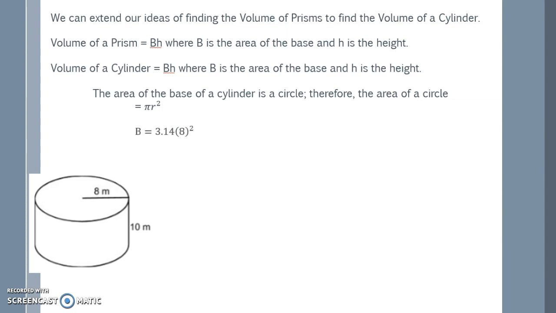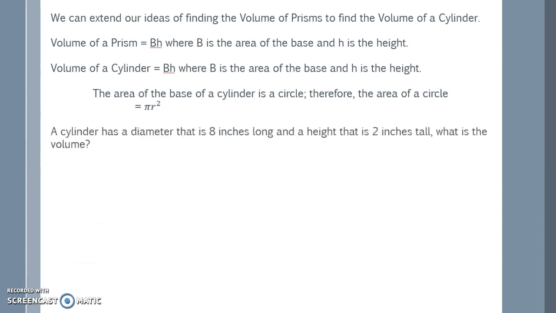The base, or the area of the circle, is 3.14 times our radius of 8 squared, giving us 200.96 meters squared. We now need to take that times the height of our cylinder, which is 10, for a total volume of 2009.6 meters cubed, since we're in volume.